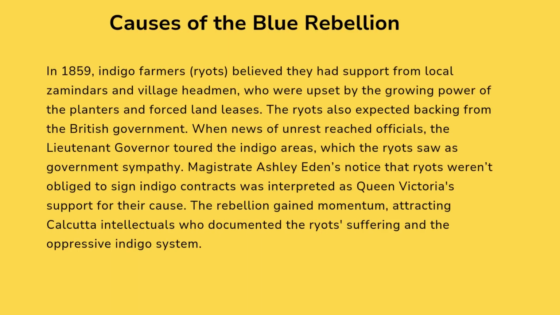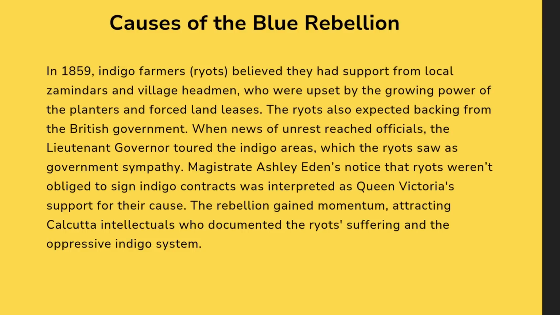In 1859, indigo farmers, ryots, believed they had support from local zamindars and village headmen, who were upset by the growing power of the planters and forced land leases. The ryots also expected backing from the British government. When news of unrest reached officials, the lieutenant governor toured the indigo areas, which the ryots saw as government sympathy. Magistrate Ashley Eden's notice that ryots weren't obliged to sign indigo contracts was interpreted as Queen Victoria's support for their cause. The rebellion gained momentum, attracting Calcutta intellectuals who documented the ryots' suffering and the oppressive indigo system.